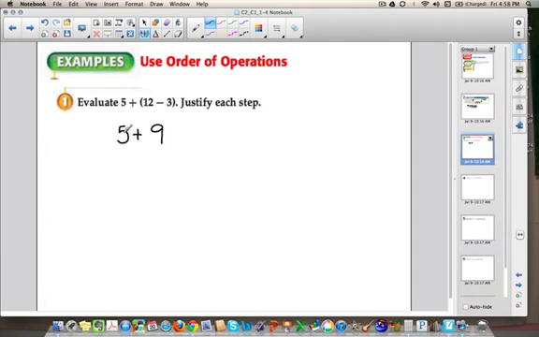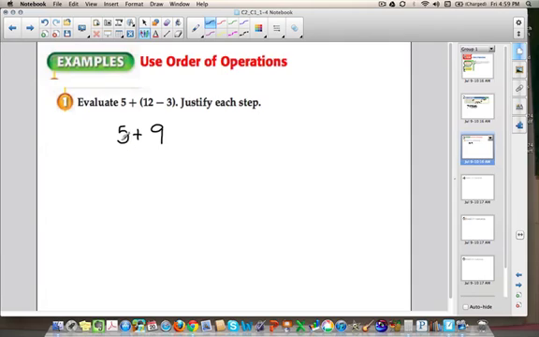Now I'm going to go through and ask myself, okay, are there any parentheses? No, there aren't any parentheses here. Are there any exponents? No, I don't see any exponents. Do I see any multiplication or division? Nope, there's no multiplication or division. So that means we're at the final step. We're adding and subtracting. And we're going to move from the left to the right.